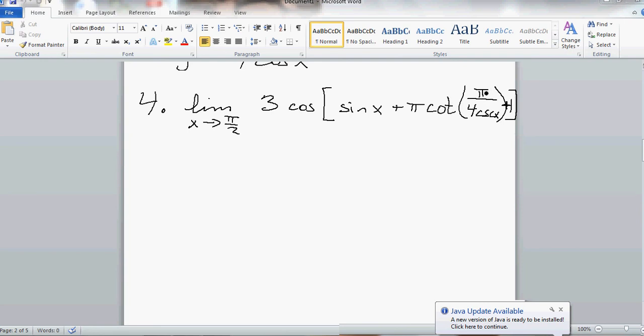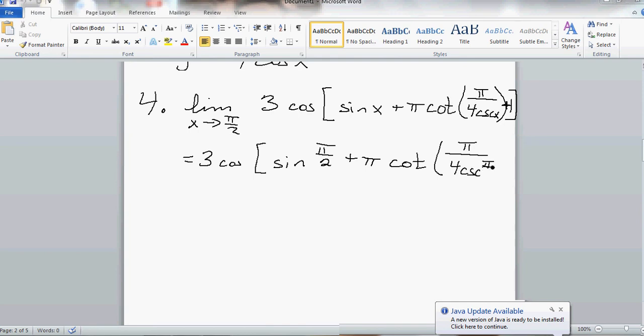Now, the first thing I'm going to do is see, can I just immediately plug it in? And I think there's no place where pi over 2 causes any problems. So let's just plug that in. So what this is going to become is 3 cosine of the sine of pi over 2 plus pi times the cotangent of pi over 4 times the cosecant of pi over 2 plus 1.